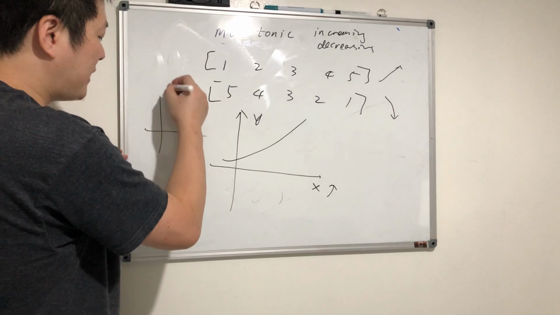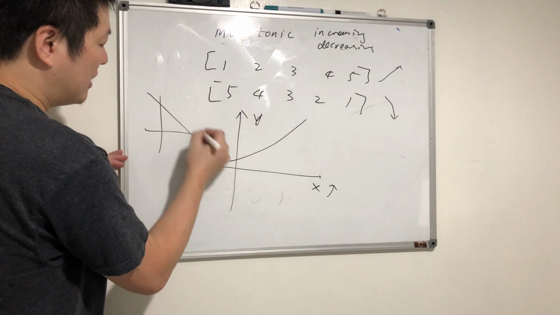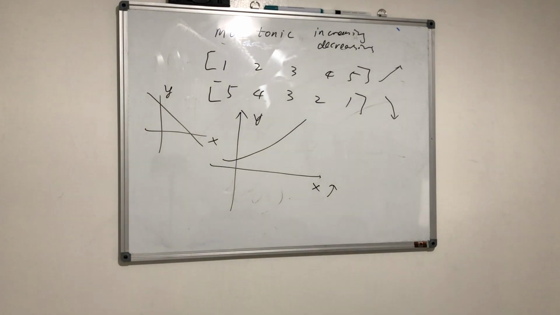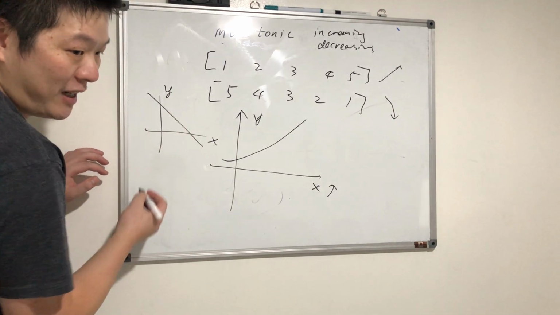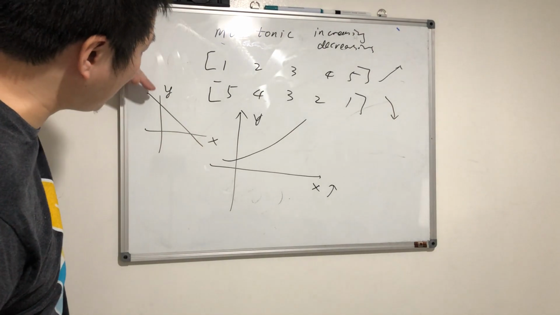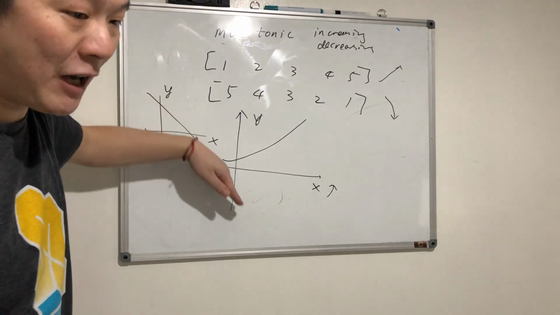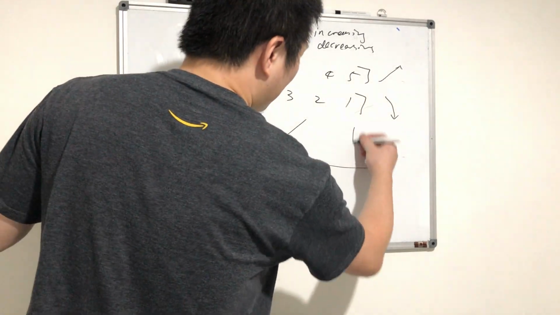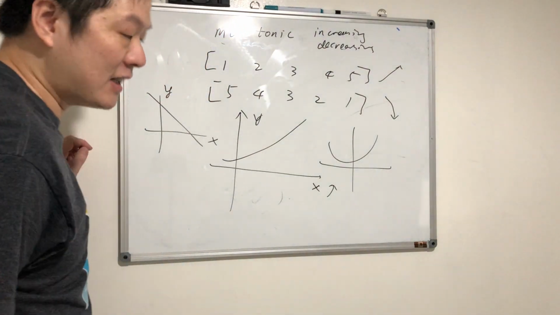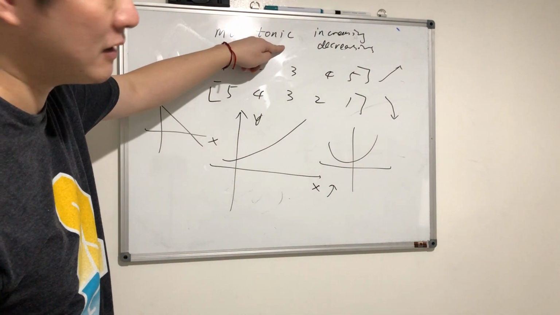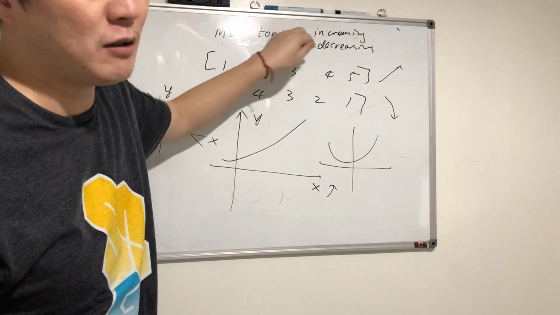How about this graph? Is this monotonic? No. It's monotonic decreasing. The bigger X, the smaller Y. Do you get it? The trend is going in the same direction. But this one is not monotonic, because it goes down and goes up. This is what monotonic means. It can be monotonic increasing or monotonic decreasing.